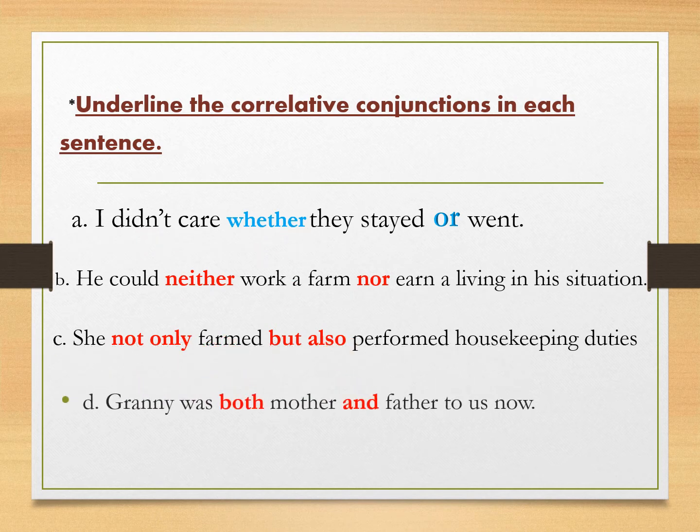The last example, Granny was both mother and father to us now. So, here, where is our correlative conjunction? Yes, I hear you. Exactly. Both and.